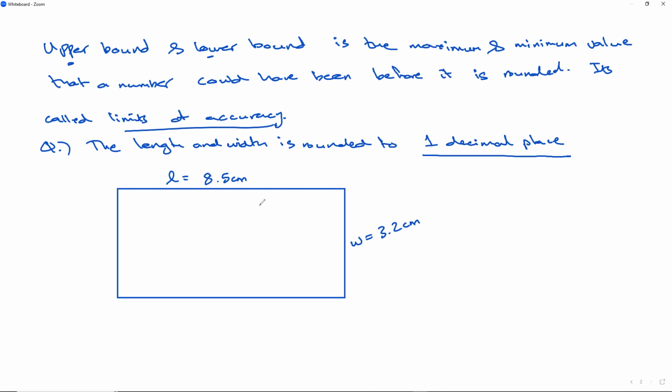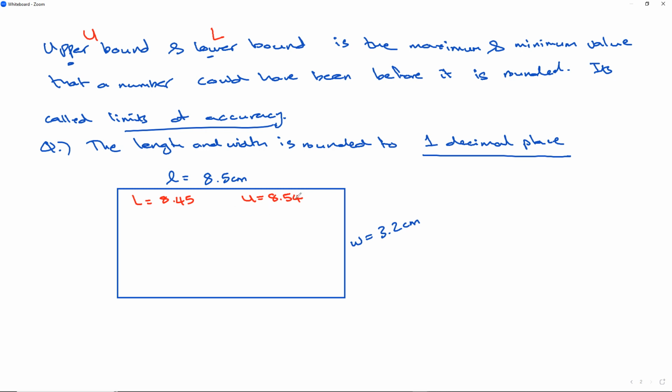So here we have a lower bound and an upper bound. Our lower bound, which I'm going to call, let's say, capital L, and U for upper bound, we said is the lowest number that 8.5 can be, such that if you round it to one decimal place, it would end up back there, and that would be 8.45. And the upper bound is going to be 8.54. And we can see that those two values technically round to 8.5.